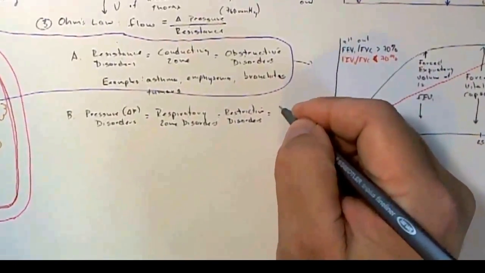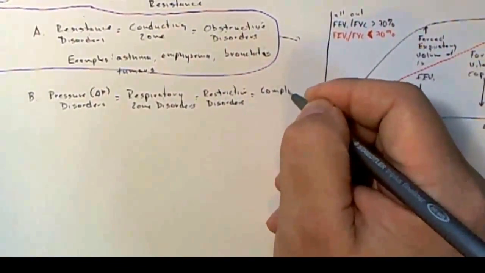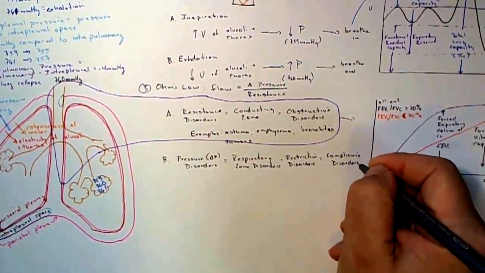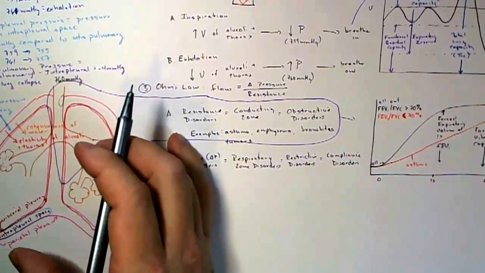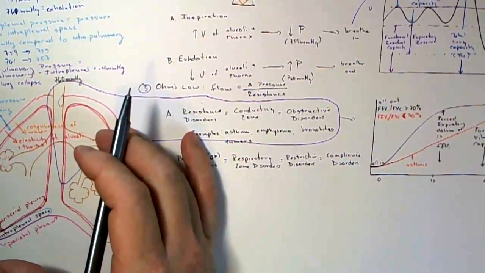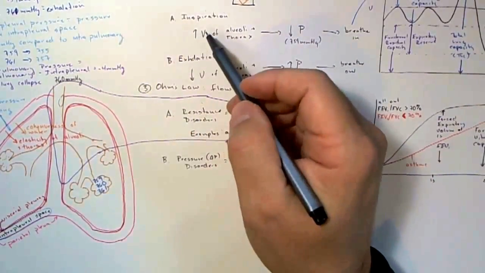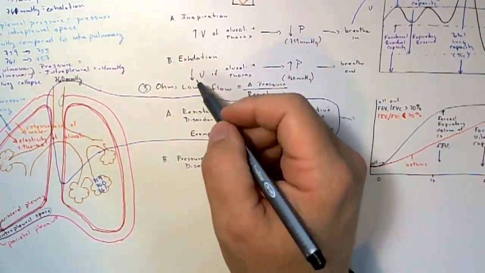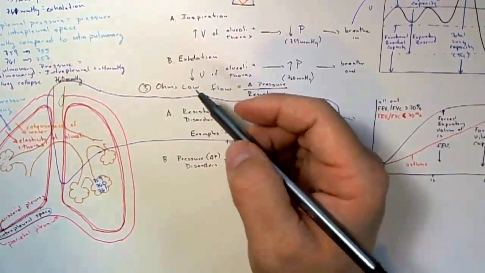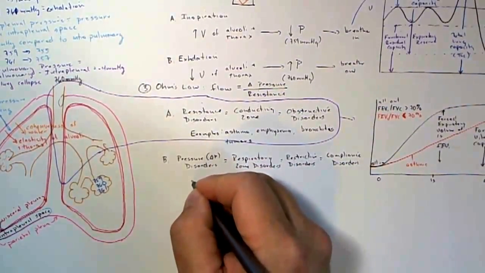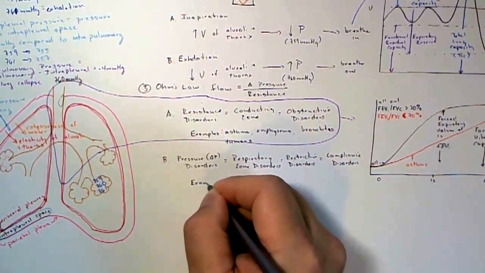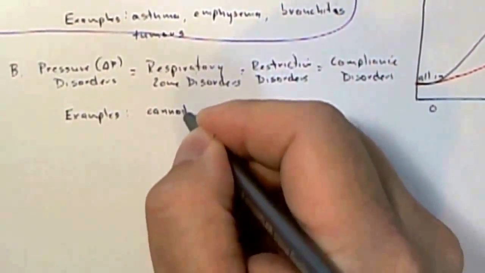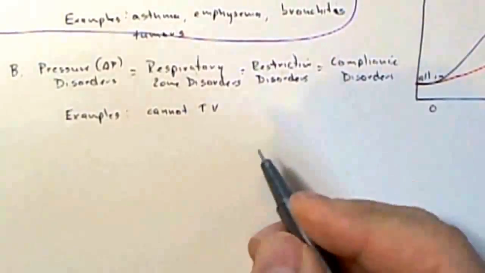Sometimes these are also called compliance disorders, because the alveoli are either not compliant enough in order to expand and accept airflow, so they can't increase their volume very well, or they cannot contract very well. They cannot decrease their volume. So some examples, and let's split these up into cannot increase volume.